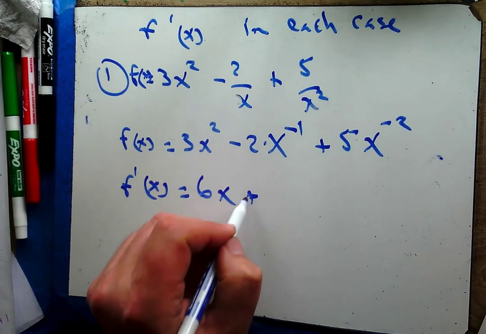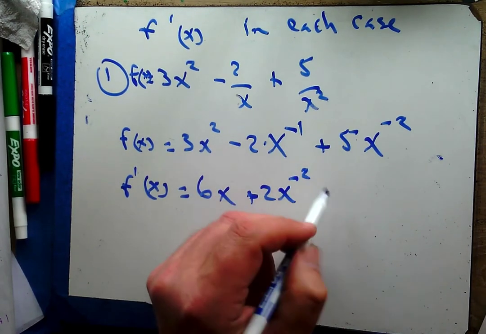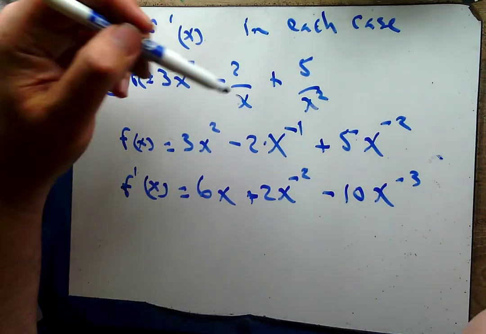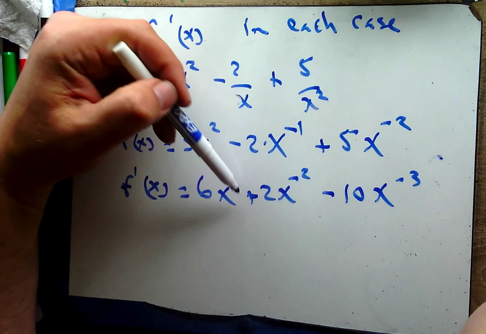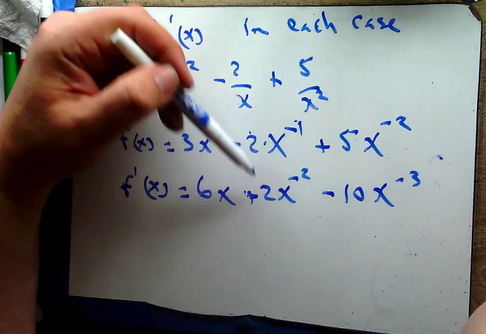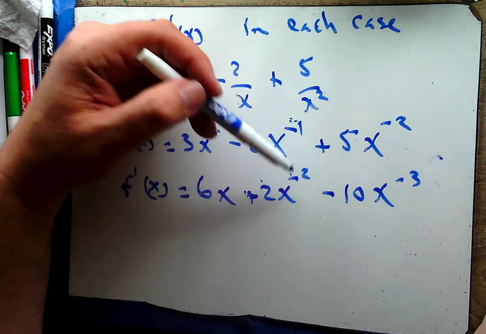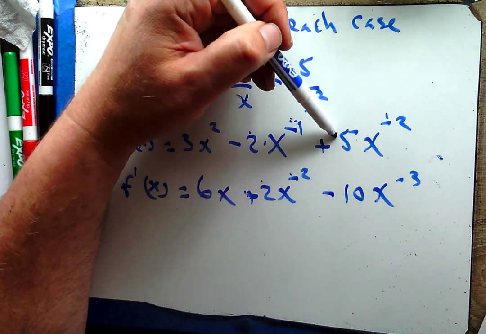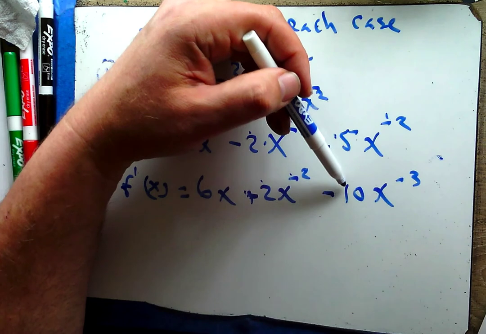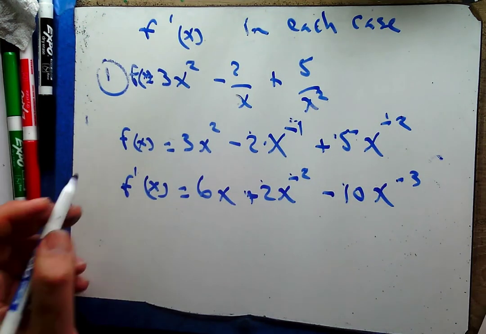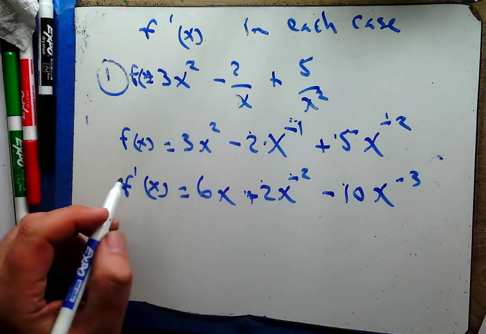6x plus 2x to the minus 2 minus 10x to the minus 3. So I brought that down, which is why this is now a plus. 1 times 2 is 2, and I subtracted 1. Negative 1 minus 1 is negative 2. I brought down the negative 2. Negative 2 times 5 is negative 10. I subtracted 1 and got negative 3. All right, so there's y prime, or f prime.